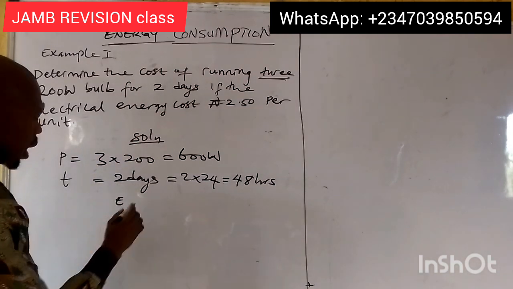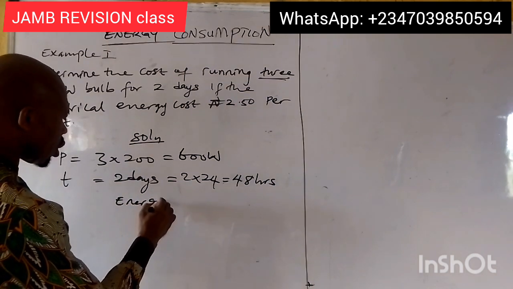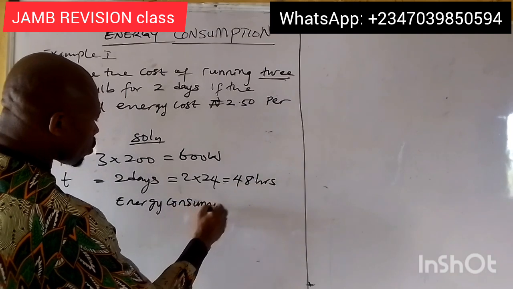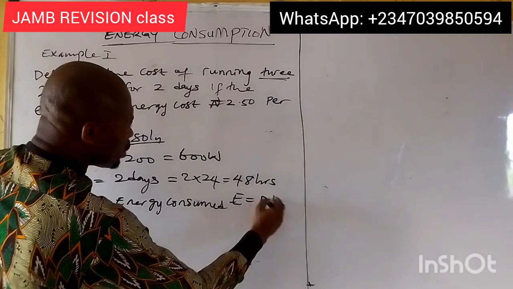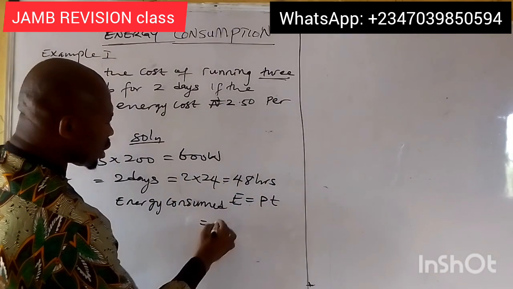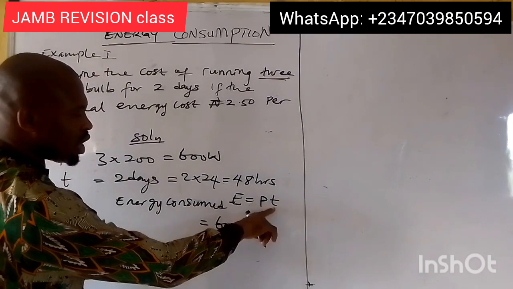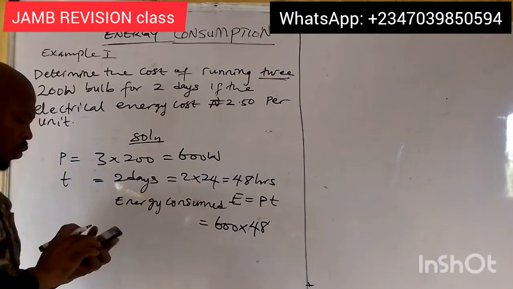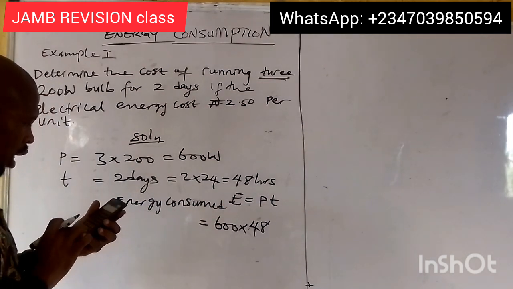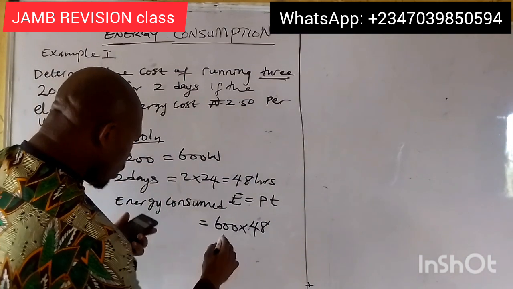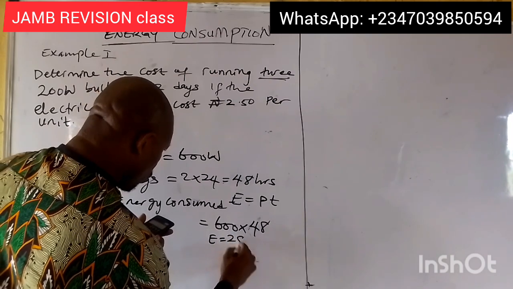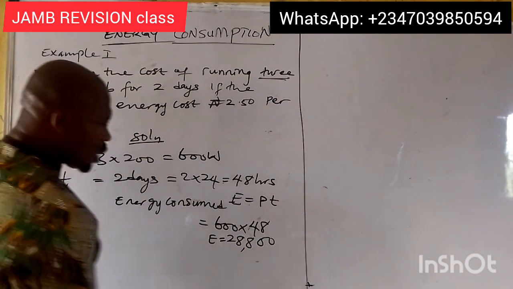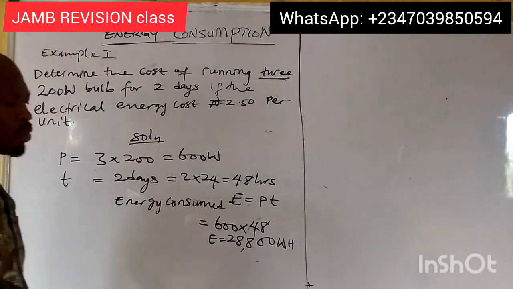Now, energy consumed, E, is power times time. The power there is 600 watts, and the time taken here is 48 hours. If you multiply 600 by 48, you will get 28,800. So the energy is 28,800 watt hours.